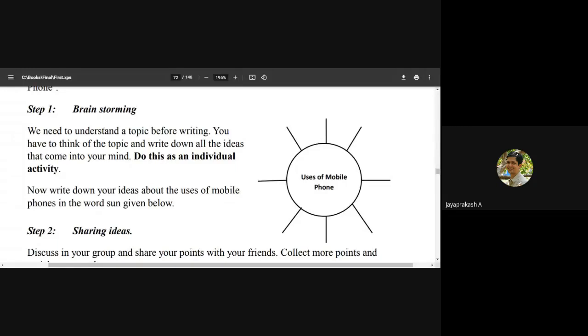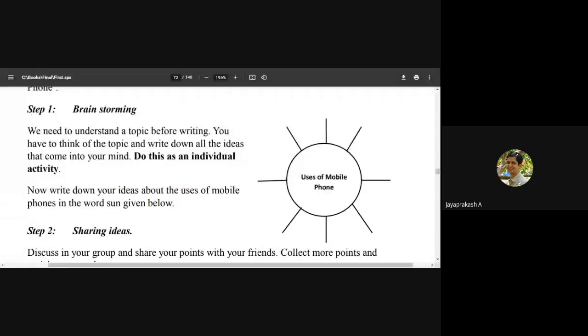So what is the benefit of it? We are able to gather or collect a lot of ideas. So this is the benefit of drawing such a word sun. We are able to gather and collect a lot of ideas. So many ideas. You will get a lot of ideas. Okay. So these ideas, what will we do?